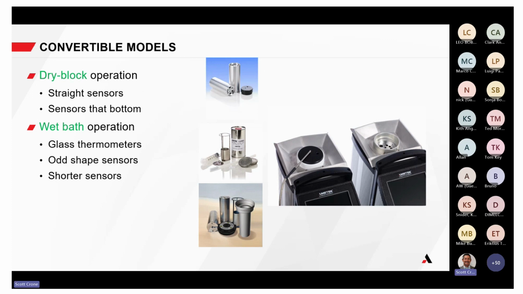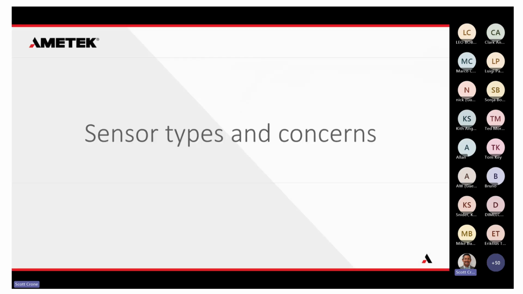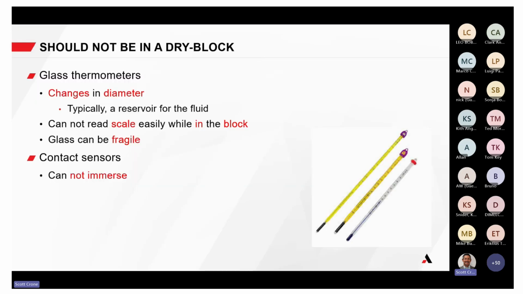When we talk about sensor types and concerns that we can accommodate, the first 2 big ones that we're going to talk about are glass thermometers and contact sensors. Glass thermometers will have a change in diameter throughout the length. There's typically going to be a reservoir of fluid that's got a larger diameter than the length of the thermometer. You can't read the scale while it's in the dry block, so that presents a problem because you've got to pull it out, where now it's going to experience a difference in temperature, and then you've got to put it back in. So you've got a stability issue there.